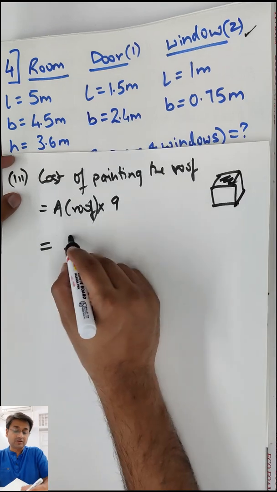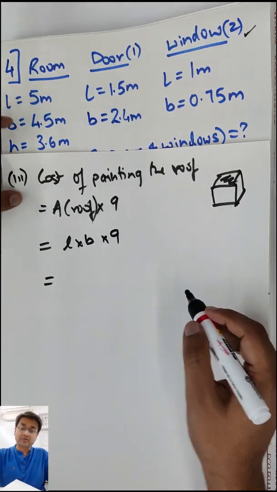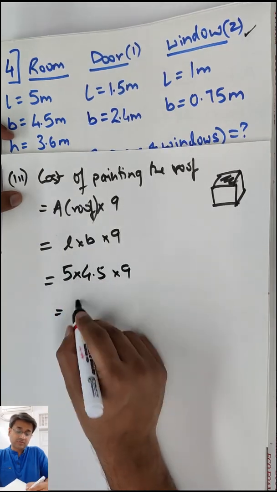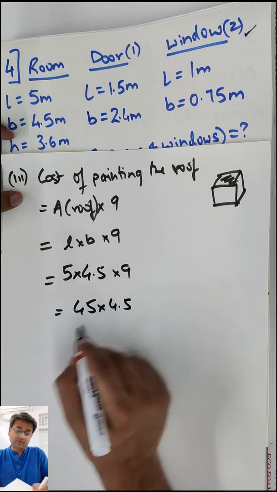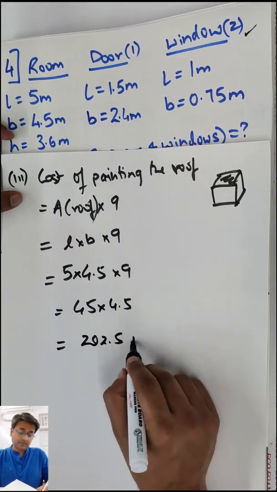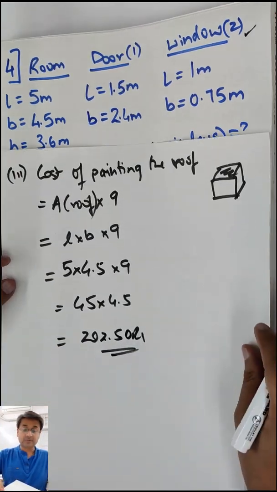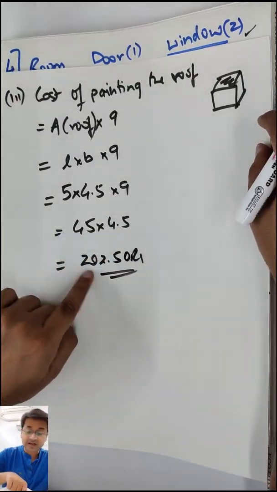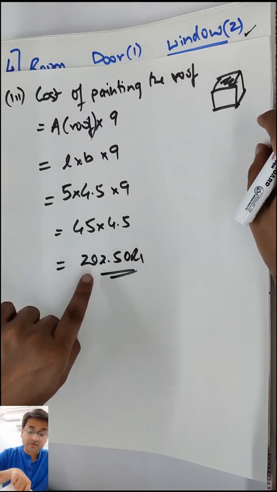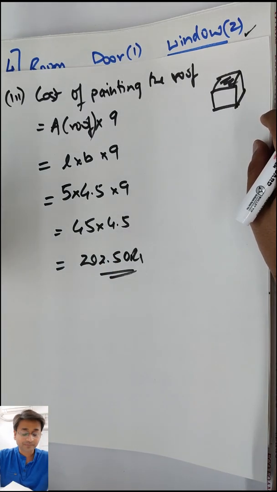So that will be length into breadth into 9. So length into breadth will be 5 into 4.5 into 9. So that should be 45 into 4.5. So 5 4s are 20, 20, okay. This many rupees. Whenever it is rupees, always write 2 decimal places. Are you wondering how did I do this directly? Because 45 is a square. So 5 square is 25, 4 into 5 is 20, and then 1 decimal. That's how you do it directly, the squaring part.